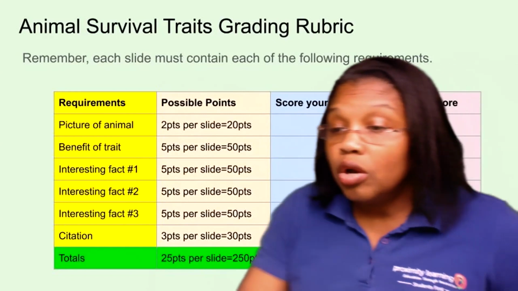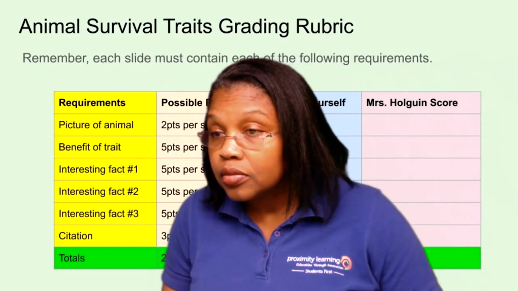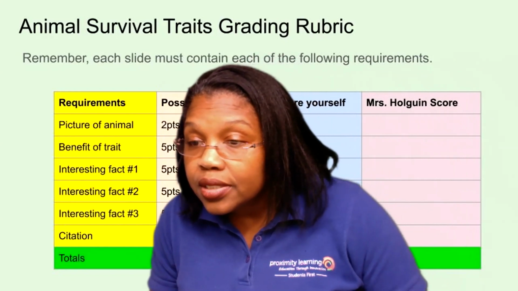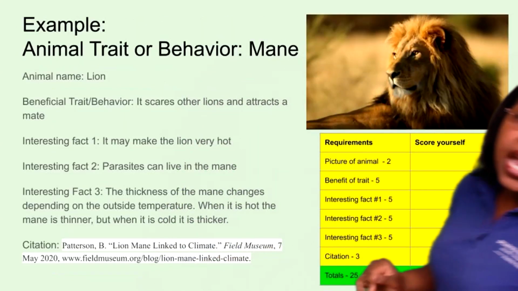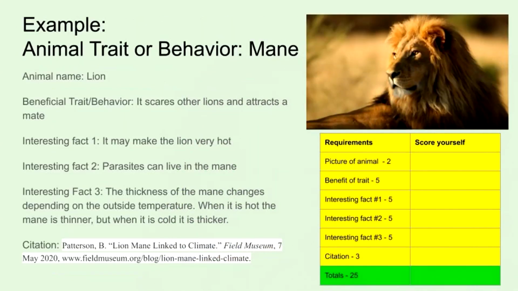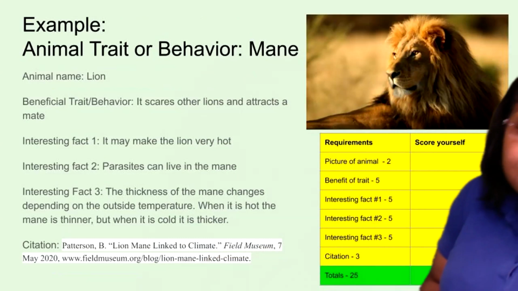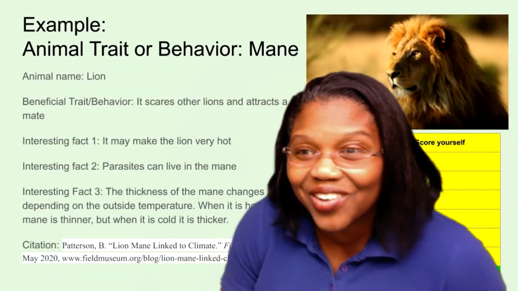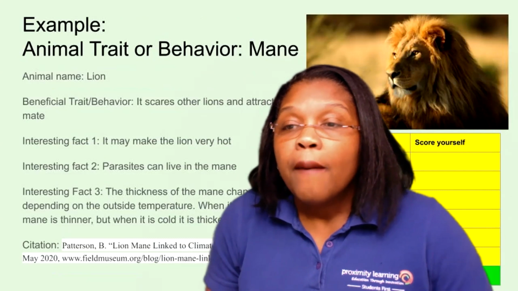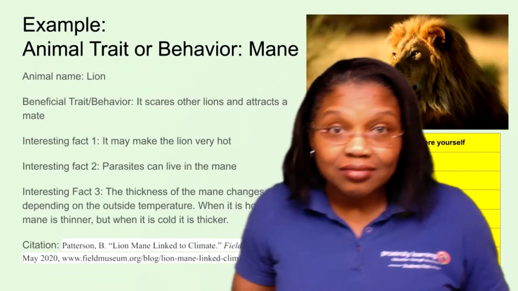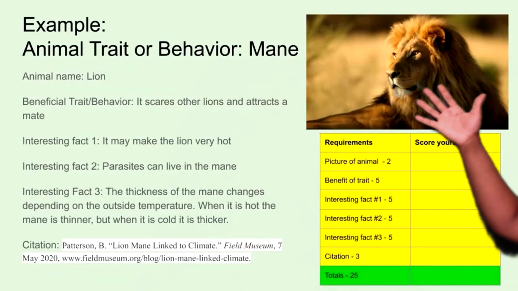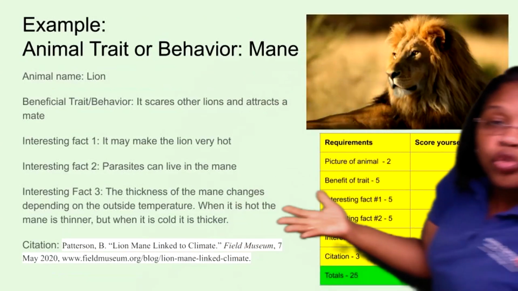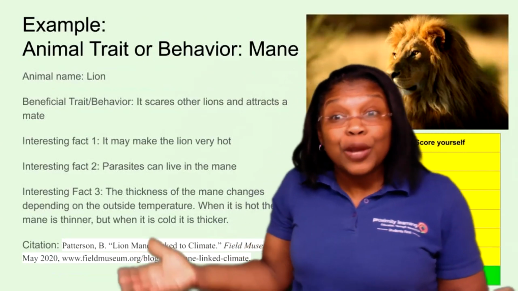Okay, so here's an example. Give me 1 second, let me make sure I click the right slide here. Yeah, here it is. Okay, so let's say my animal trait or behavior was the mane. Now, obviously, a mane is not on the list, that's why I chose this one. So the mane is the trait. Obviously, it's not a behavior, it's something that an animal possesses. So a lion has a mane. Now, you may not have thought about a mane being a survival trait, but it is.